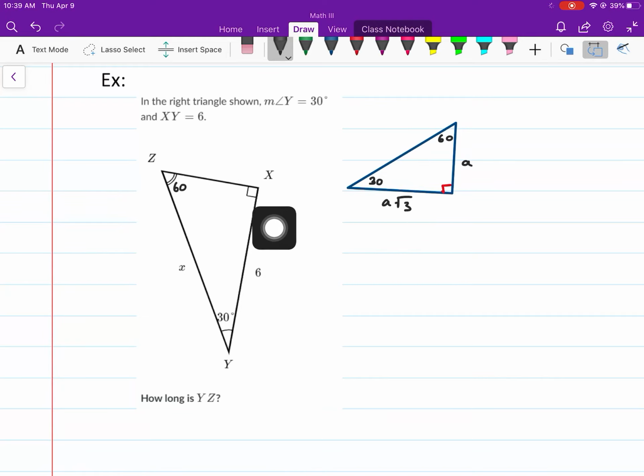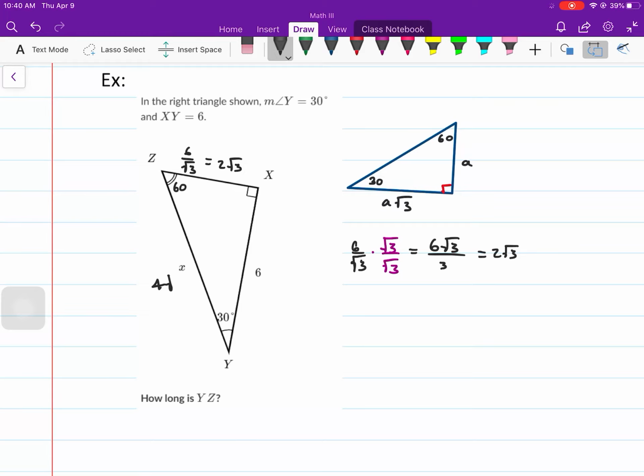So instead of multiplying, we're making it shorter, so we divide. It's going to be 6 divided by the square root of 3. Now remember, we can't leave it as 6 divided by the square root of 3. We have to rationalize the denominator. That gives us 6 square root of 3 over 3, which is 2 square root of 3. And the hypotenuse is just doubling that amount. So you just multiply that by 2, and your answer would be 4 square root of 3.